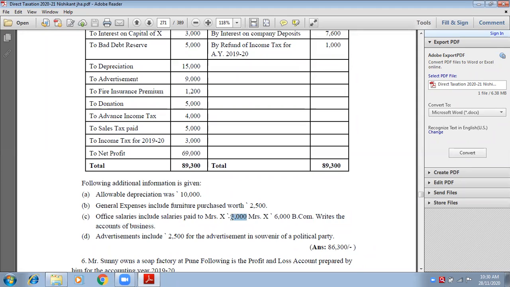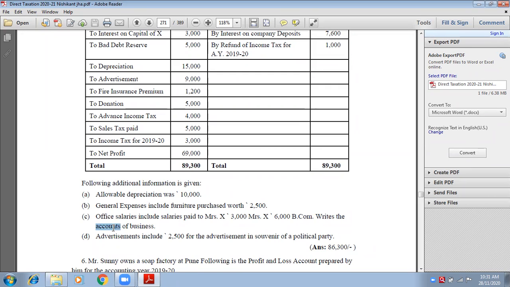Excessive payments to the relatives are to be disallowed. It is not an excessive payment. She writes the accounts of the business. She is working as an accountant in the business, and she is helping her husband. Therefore she is getting salary of rupees 3,000, and that is okay. That is not excessive payment done to Mrs. X. Is it clear, everybody? Is this point clear? Please cut down this 6,000 rupees. I mean, you cannot cut it, but now you have to ignore this 6,000 rupees.